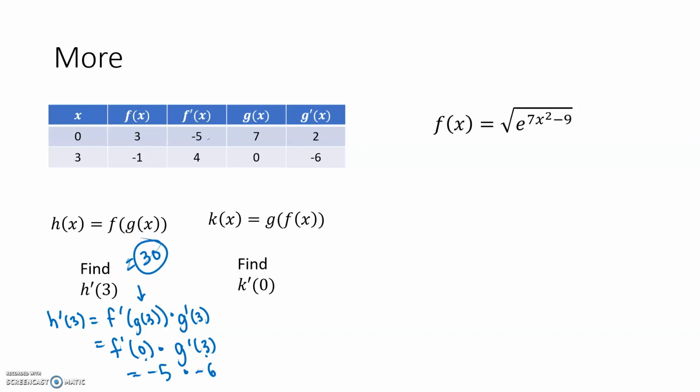Try the second one. Start the video back up after you've tried it. So k prime of 0 is going to be derivative of the mom, the baby left alone, times the derivative of the baby. So g prime of f of 0 would be 3, times f prime of 0. Oh, it's the same as the last one, isn't it? So it's negative 6 times negative 5.